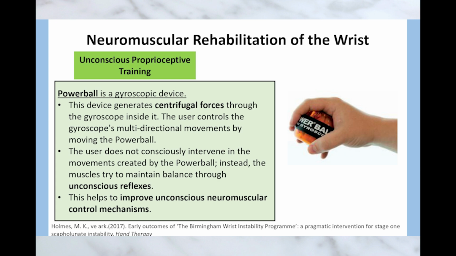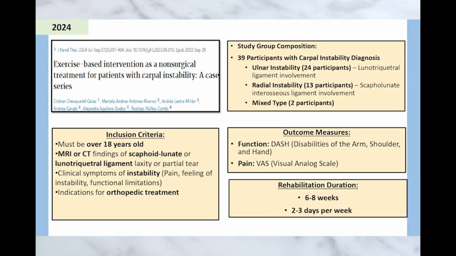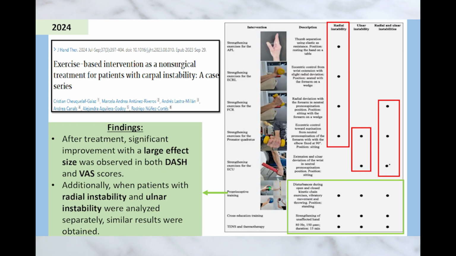And then there's some research that's been done on specific rehab protocols, which is really interesting. What can we learn from those studies? So one study in 2024 looked at 39 people with different types of carpal instability. They all had it confirmed on imaging, and they were having symptoms. They did a rehab program for 6 to 8 weeks, 2 to 3 times a week, and they measured their progress using the VAS, which is a pain scale, and the DASH, which measures disability in the arm, shoulder, and hand. And the great news is that they saw significant improvements in both pain and function after doing the rehab. So that's really encouraging. It shows that these rehab programs actually work.